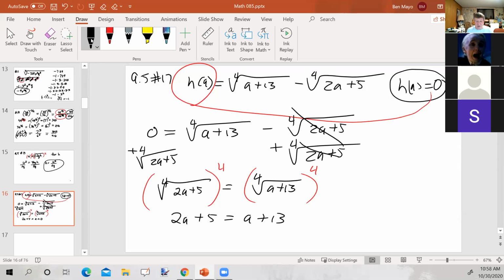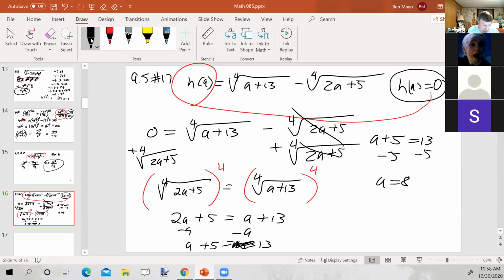So now we've got a nice first degree equation. I'm going to subtract a from both sides. I'll get a plus 5 equals 13. Whoops, equals 13. So a plus 5 equals 13. Subtract 5 and I get a equals 8. Okay, so a equals 8 is my proposed solution.